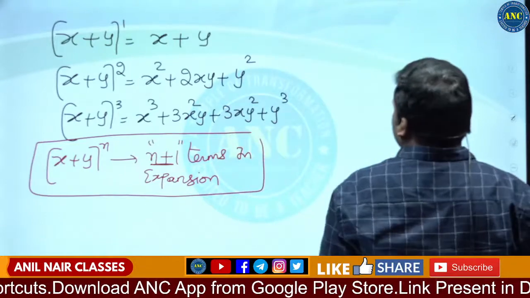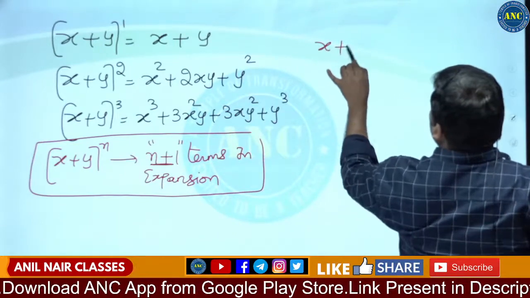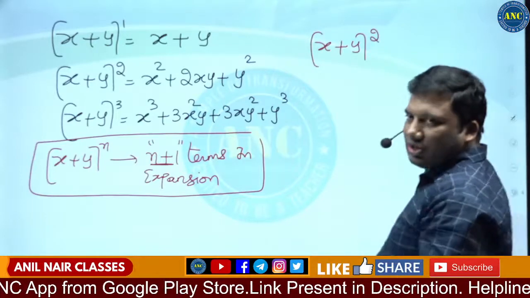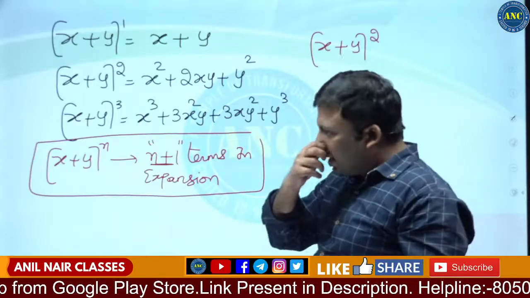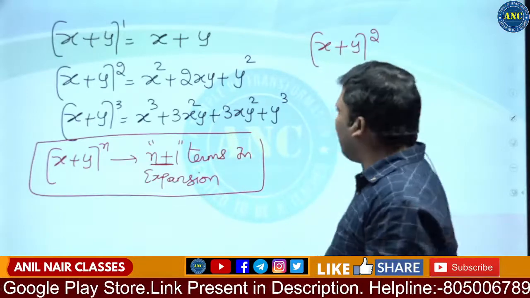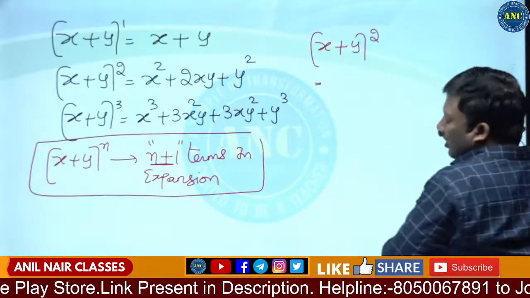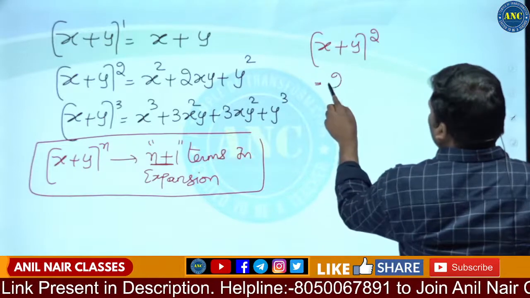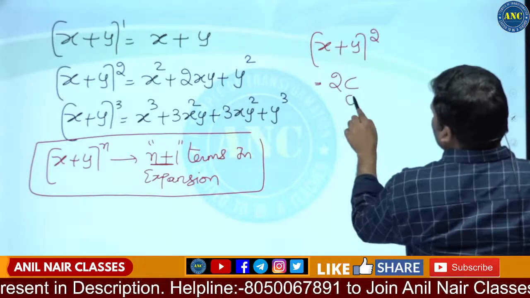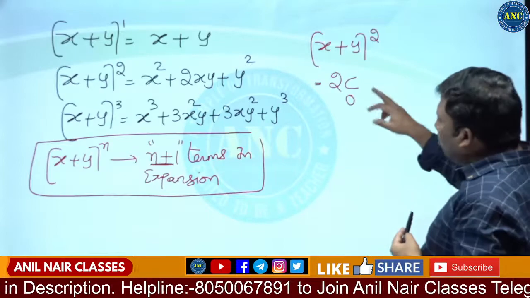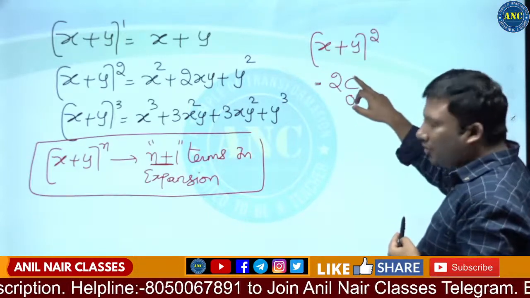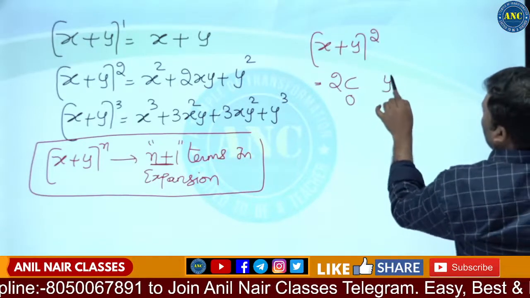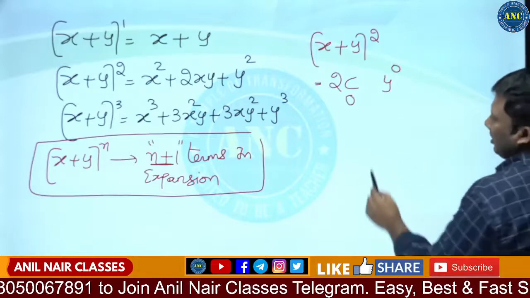Now listen carefully. X plus y whole square. Power is 2. Now, very importantly, listen. What is the power of x plus y? It is 2. From 2, do not select any power of y. 2C0 means from the power of 2, do not select any power of y. So I am not selecting any power of y, so it is y power 0.